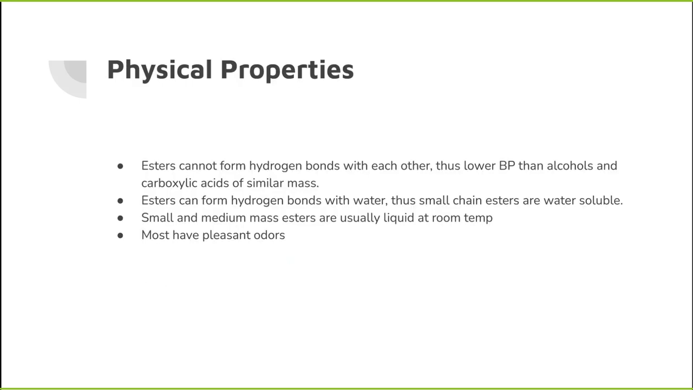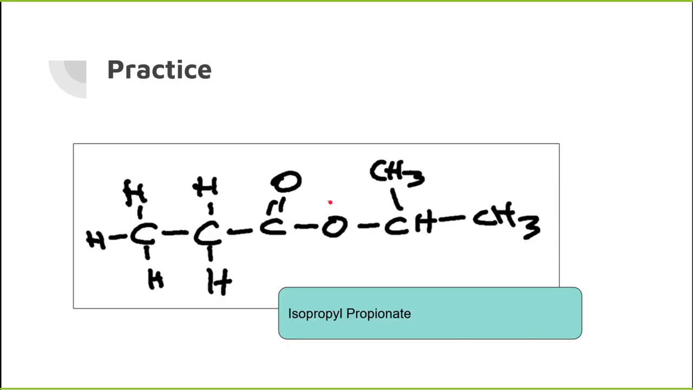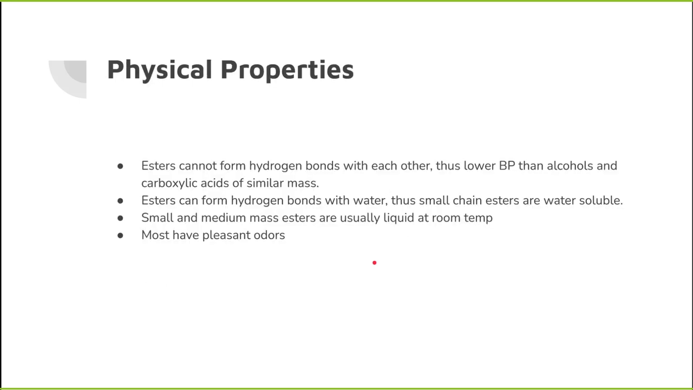All right, physical properties of esters. Esters cannot form hydrogen bonds with each other, thus they will have lower boiling points than alcohols and carboxylic acids of similar size. So there's just no hydrogen oxygen bonding that can occur within itself like that. Esters can form hydrogen bonds with water. Thus, smaller chain esters are water soluble.